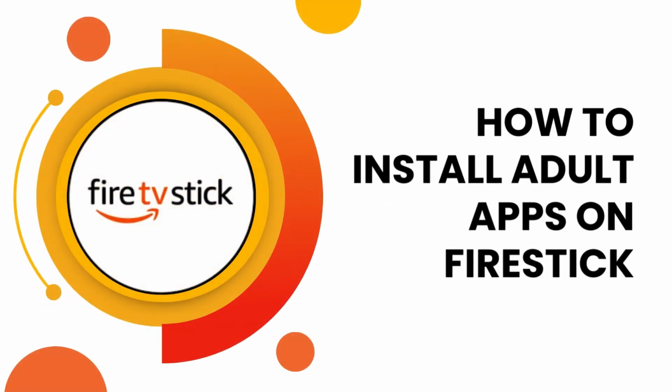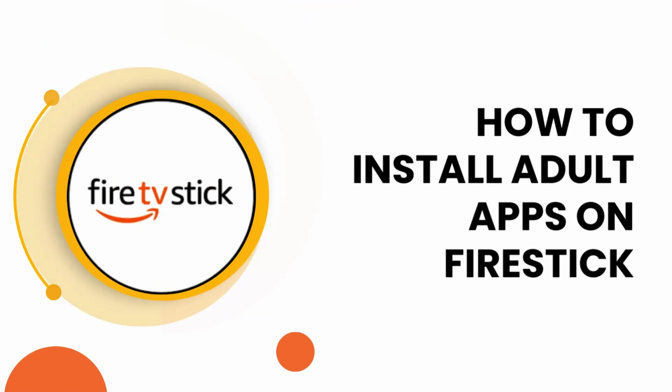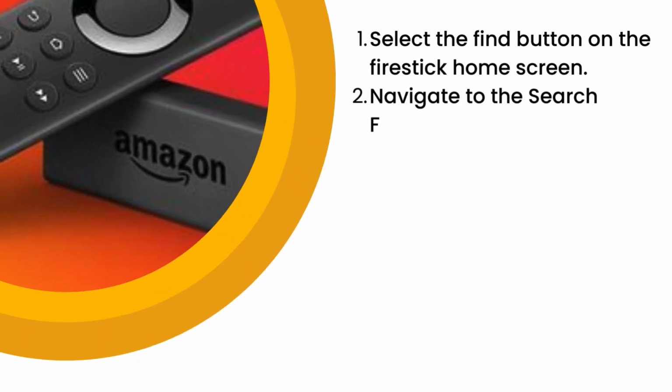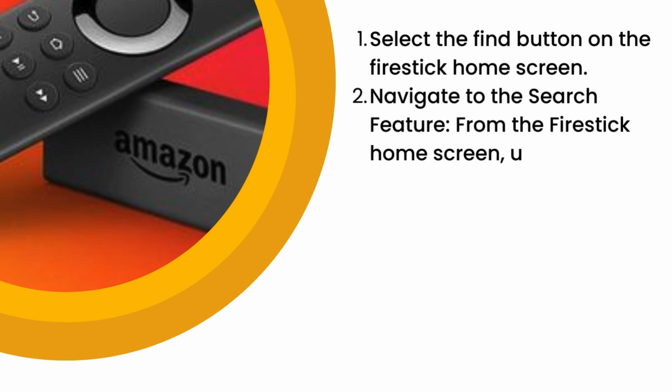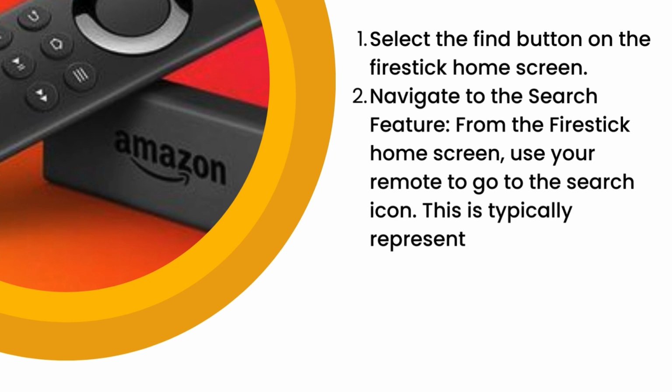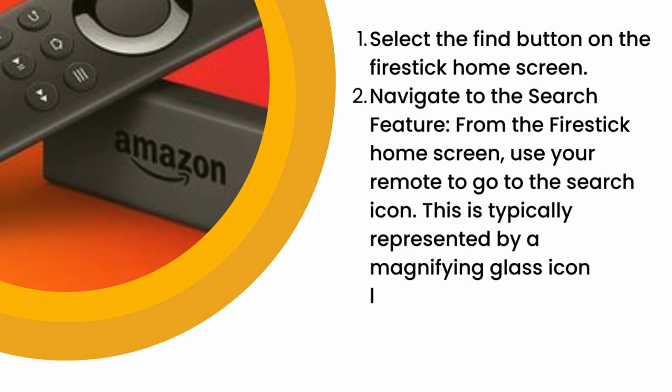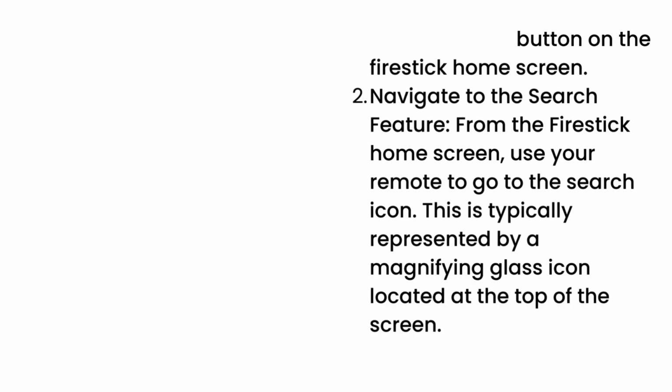In this video, we will demonstrate how to install adult apps on Firestick. Now let us learn about how to install adult apps on Firestick. Number 1, select the Find button on the Firestick home screen. Number 2, navigate to the search feature. From the Firestick home screen, use your remote to go to the search icon. This is typically represented by a magnifying glass icon located at the top of the screen.